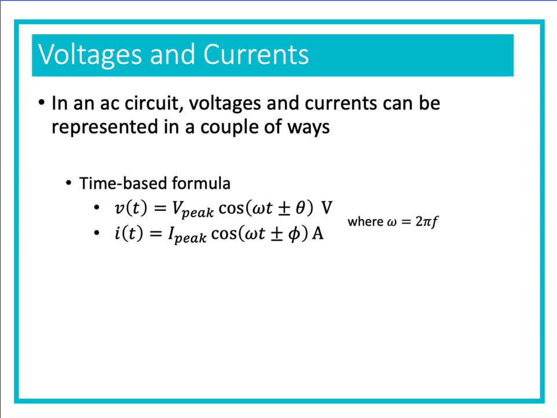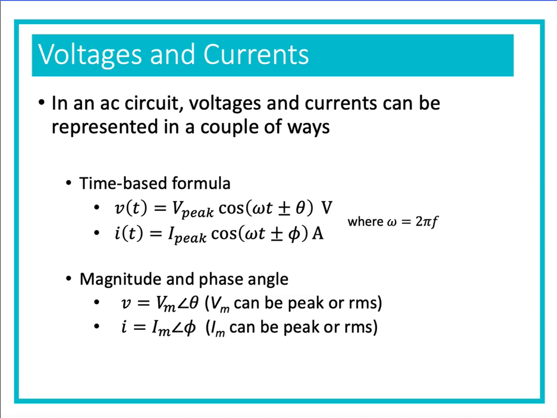But if you're given a time-based equation, just remember that the number before the time is actually 2 pi times f. We can also get a magnitude and phase angle, and the voltage will be given as a magnitude times a phase. The current will be given as a magnitude times a phase. And the magnitude can actually be either a peak value or an RMS value, which we mentioned last time but really didn't talk about what that was.